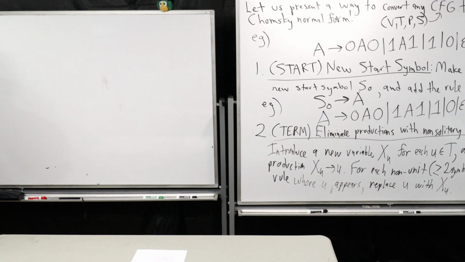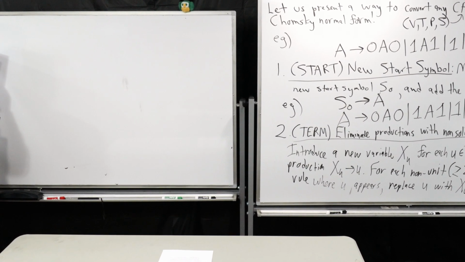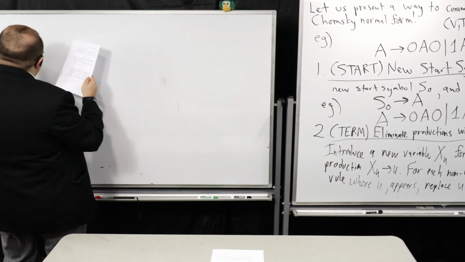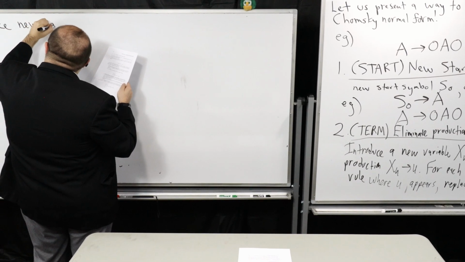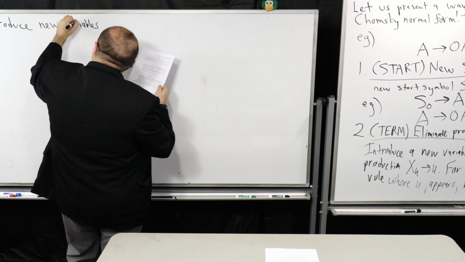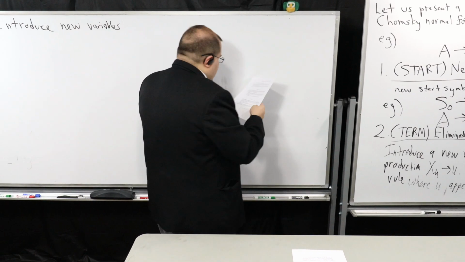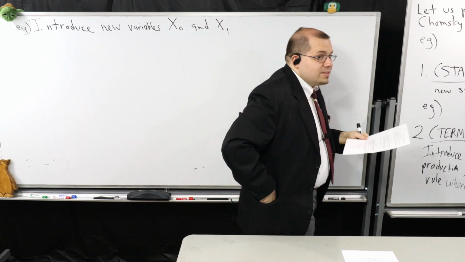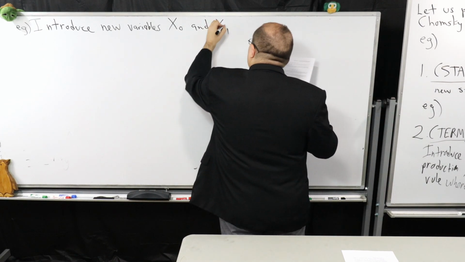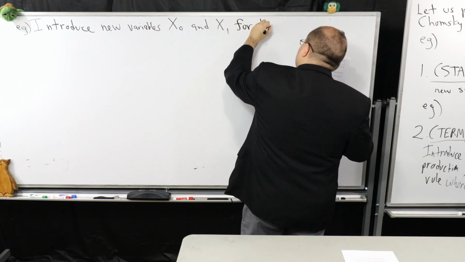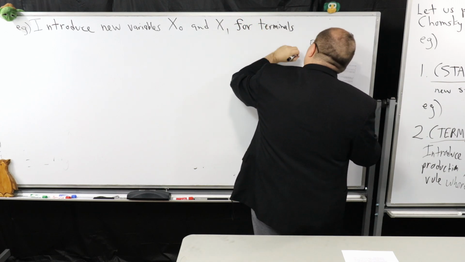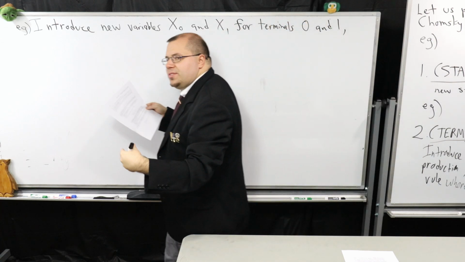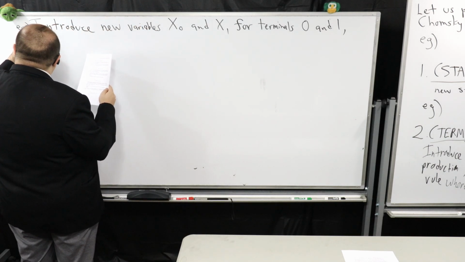So back to our example. Because I have a 0 and a 1, all I'm going to do is introduce new variables. I'm going to call them x0 and x1 for terminals 0 and 1. So naturally, I have to create new rules for these two using those variables.